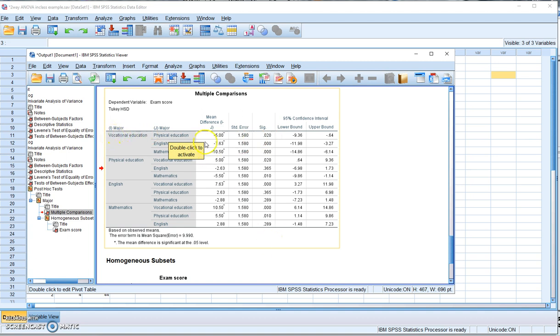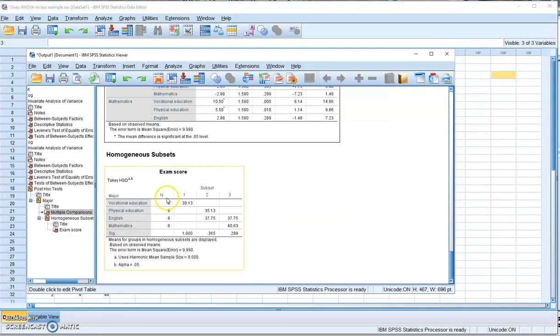And students in vocational education also have a significant lower score than those in English major. And they also have significant lower score than those in mathematics. Another pair that also have significant difference is between physical education and mathematics. The 2 pairs that do not have significant difference, one is between physical education and English, the p-value is 0.365, and between English and mathematics, the p-value is 0.289. You can see in this table, vocational education as group is significantly different from all other 3. That's why there's no other means listed in this column. Whereas physical education and English are a homogeneous subset, so are the English and mathematics students.